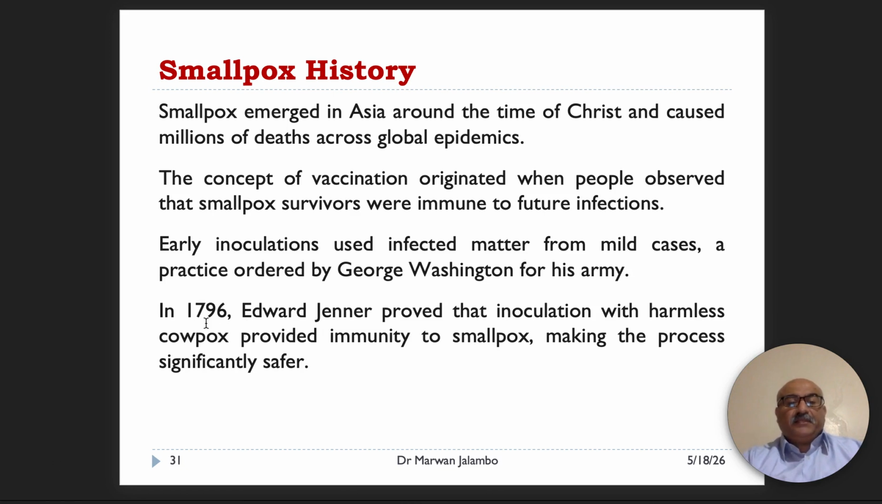In 1796, the British physician Edward Jenner proved that inoculations with cowpox matter provided immunity against smallpox, making the procedure much less risky. This set the stage for a massive global effort.